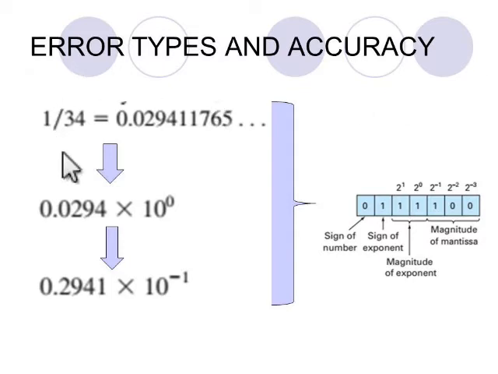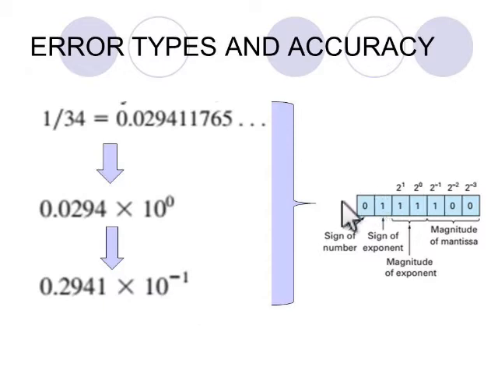Now just consider a number, 1 divided by 34. So this is the actual number, 0.029411765, and it goes like this. Of course, we can write this number in decimal system like this, because we have a certain number of bits and we have to cut it. So 0.0294 multiplied by 10 to the power 0. And better, we can write the same number in an exponential form like this: 0.2941 multiplied by 10 to the power minus 1.